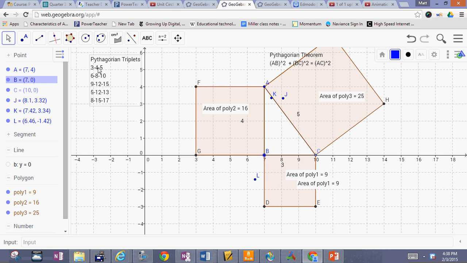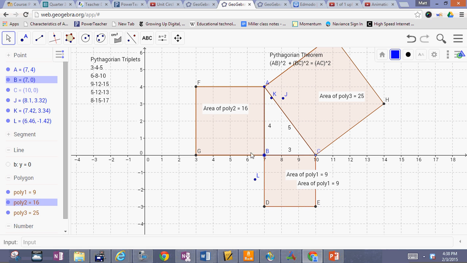We had what we call the 3, 4, 5. So here my side is of length 3, right? Here my side is of length 4, and here my side is of length 5. And so when I have my axes on and my grid on, it's real easy to get that combination.